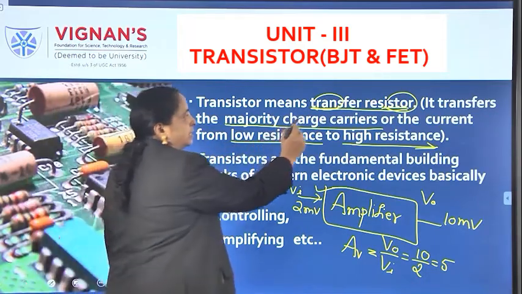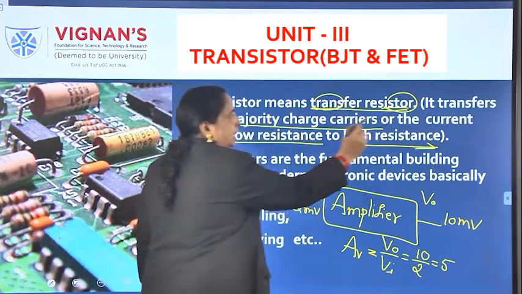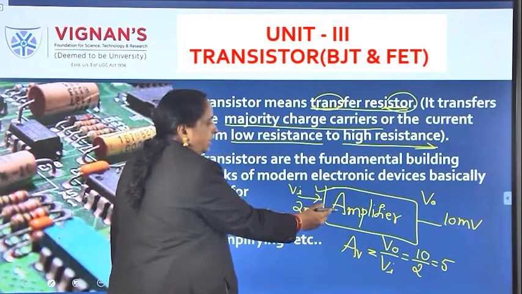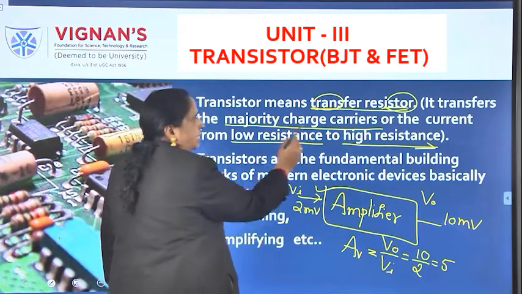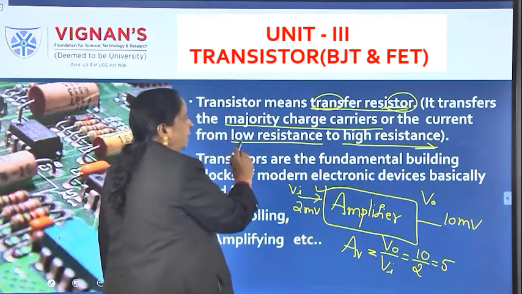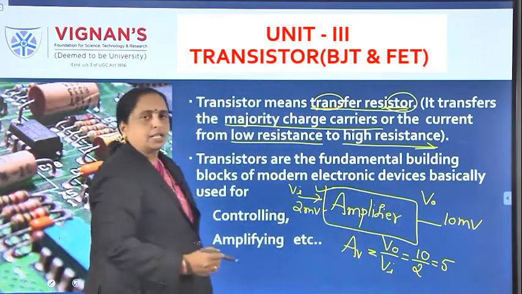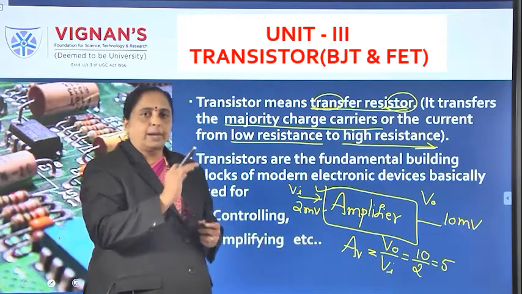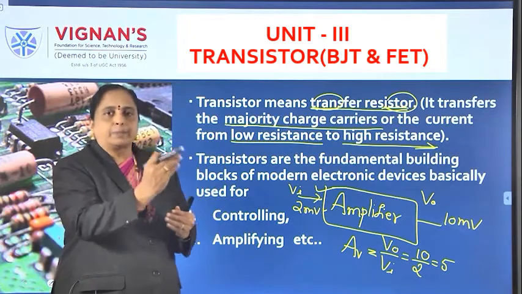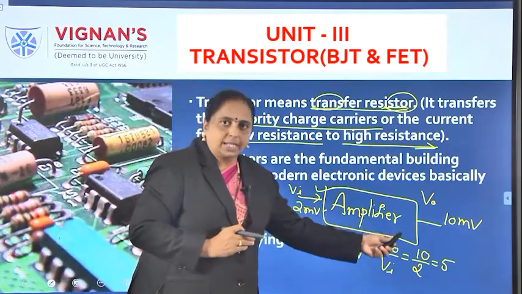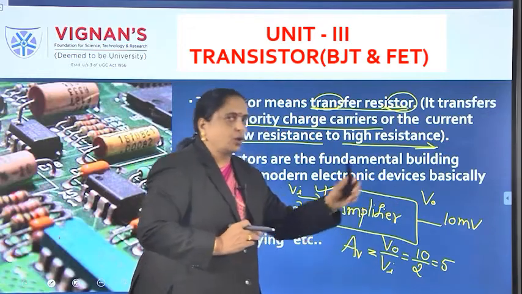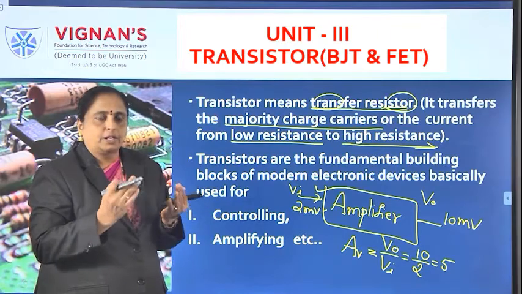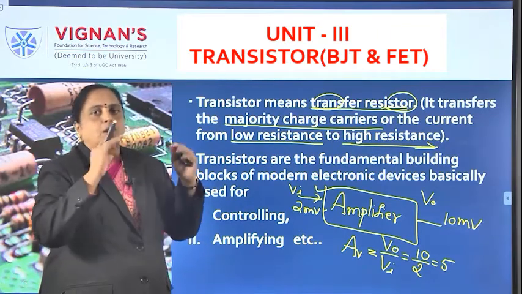Okay, now let us read the definition again. A transistor means a transfer resistor. That is, it transfers the majority charge carriers. Assume that this is a BJT. The majority charge carriers constitute the current from low resistance to high resistance path. Whenever a certain voltage is passing through the device, automatically it conducts and produces some current. The movement of majority carriers from low resistance to high resistance path will create voltage amplification or current amplification, and power amplification is also possible.